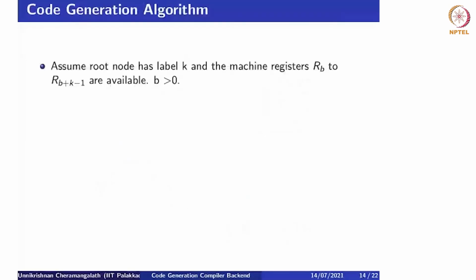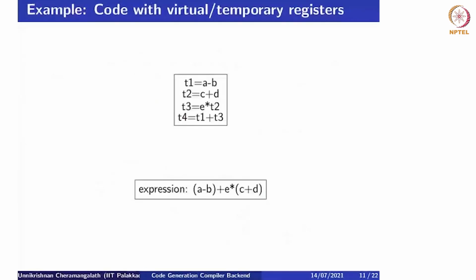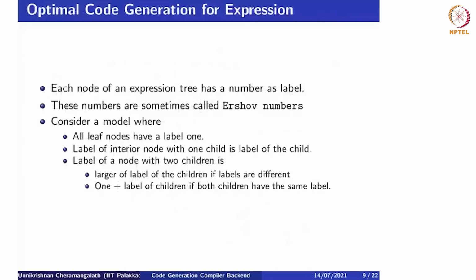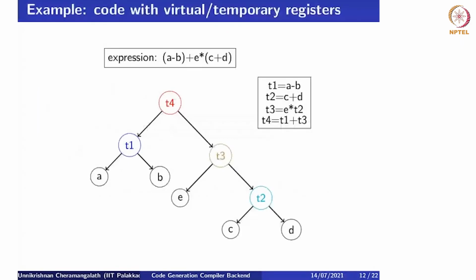So in this case, what will be the label for this? As per the algorithm I mentioned, the label of all leaf nodes is 1. The label of an interior node with 1 child is the label of the child. The label of a node with 2 children is the larger of the labels of the children if the labels are different, and 1 plus the label of the children if both children have the same label. This is clear, right? So here I would like to know what will be the label for A, B, E, C, D.